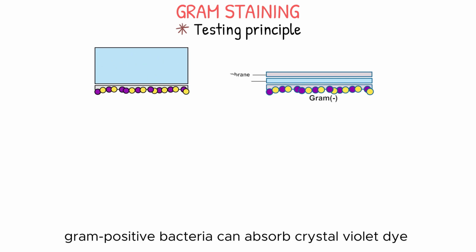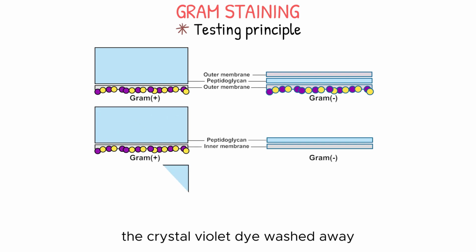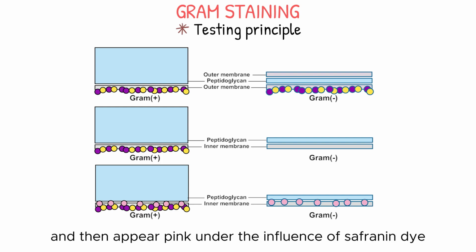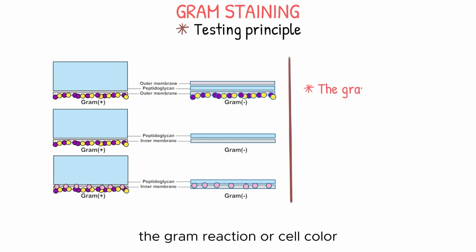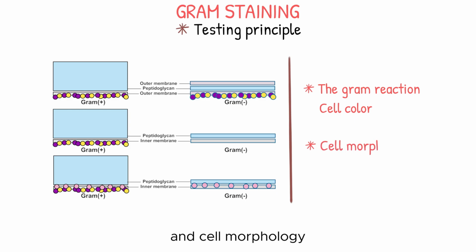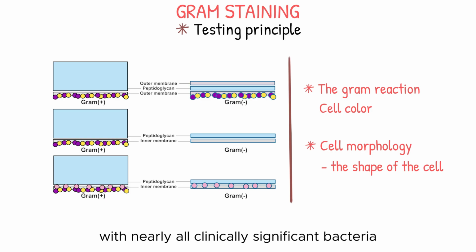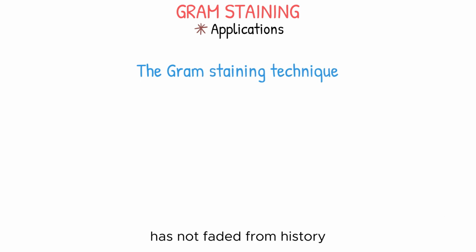As a result, gram-positive bacteria can absorb crystal violet dye and turn a dark bluish-purple color, while gram-negative bacteria can easily have the crystal violet dye washed away when soaked in alcohol and then appear pink under the influence of safranin dye. Gram staining provides two important characteristics, the gram reaction or cell color, and cell morphology, the shape of the cell. Bacteria cells can be spherical, rod-shaped, or spiral, with nearly all clinically significant bacteria falling into one of these three categories. As an ancient method, the gram staining technique has not faded from history.